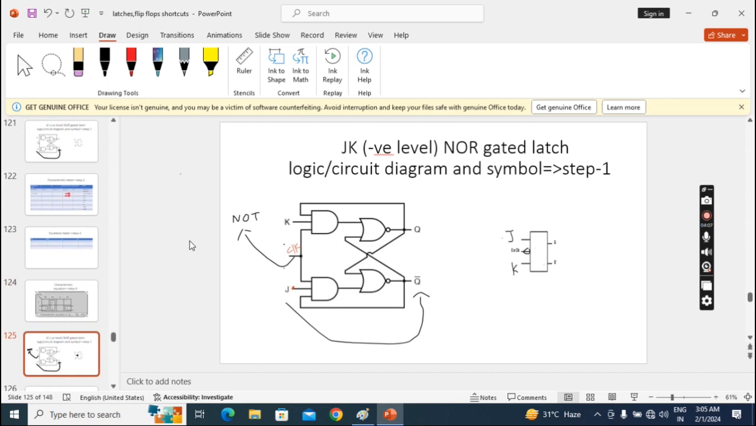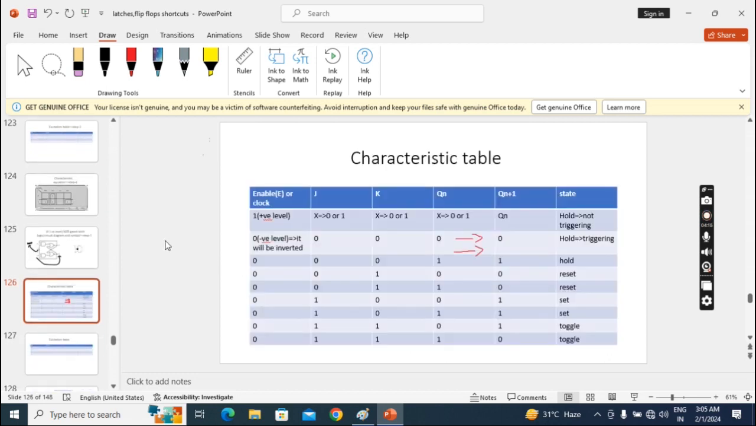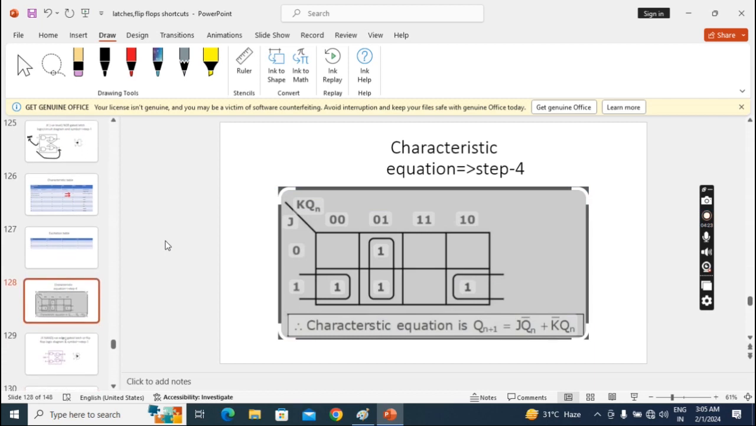With negative level, the same NOR latch part. Here we keep a bubble and here an inverter. This is the same as negative level with NAND. This is also the same. To understand this topic, you have to see previous lectures from the flip-flops and latches starting. Then only you can understand it properly.